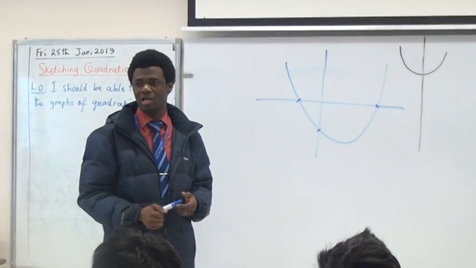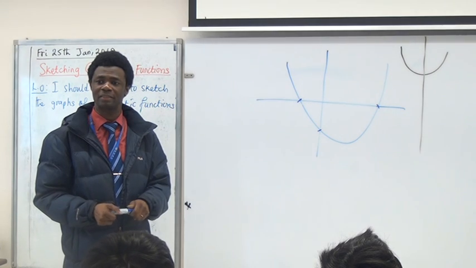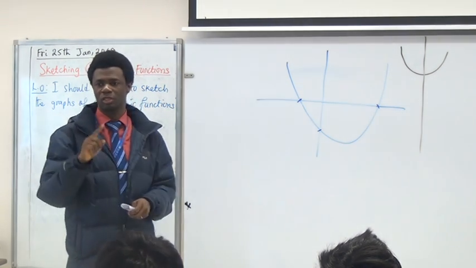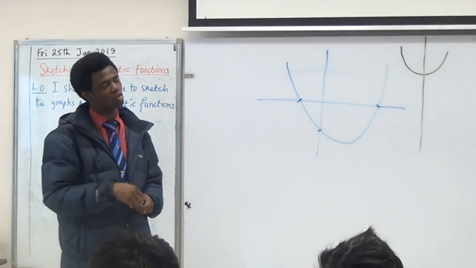And it always connects x-axis in how many points? 2 points. Does anybody know why that is? Because there are 2 solutions. So because it's quadratic with power 2, there will be 2 answers. So how do we get those 2 points?